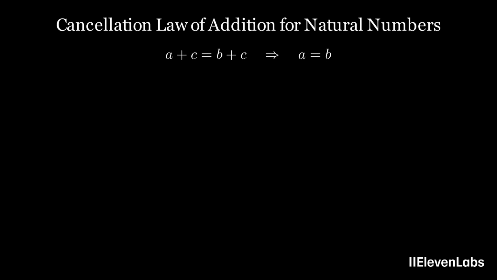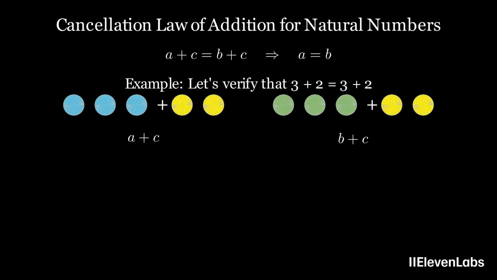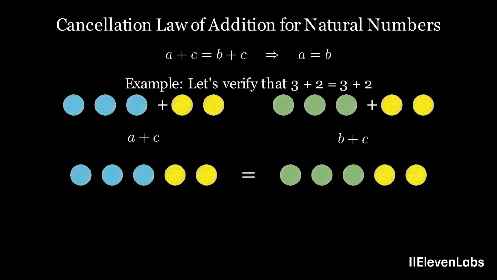Cancellation law of addition of natural numbers. Cancellation law is an integral part of group theory, but here we are going to prove the cancellation law using the Peano's axioms. It says that a plus c equals b plus c implies that a equals b.